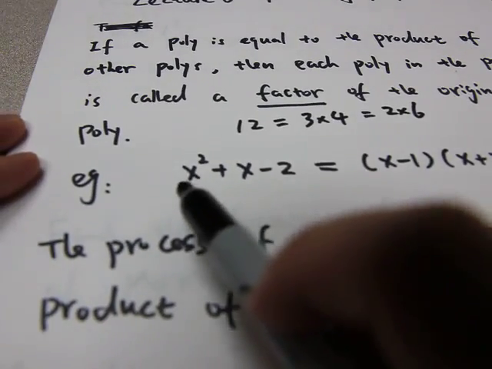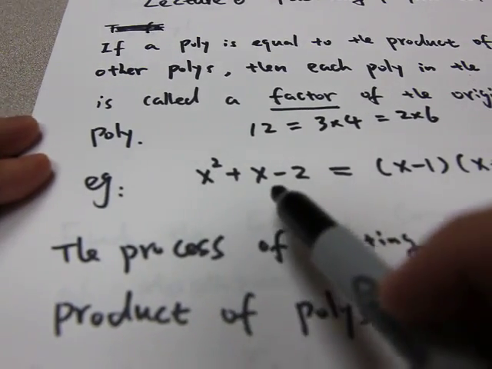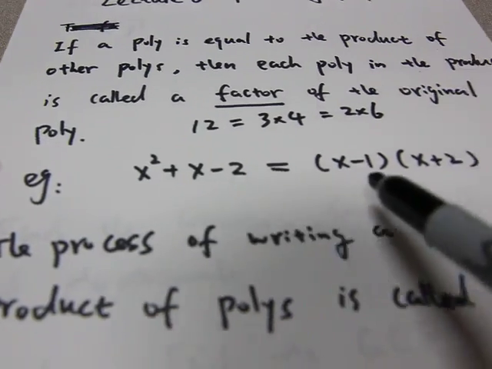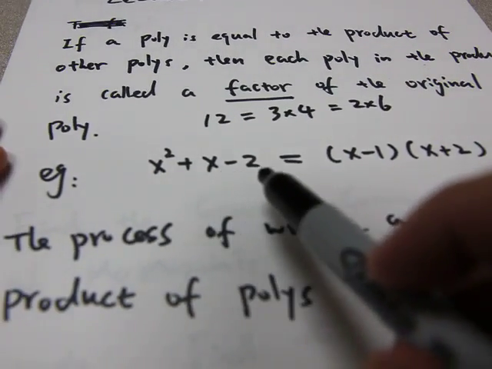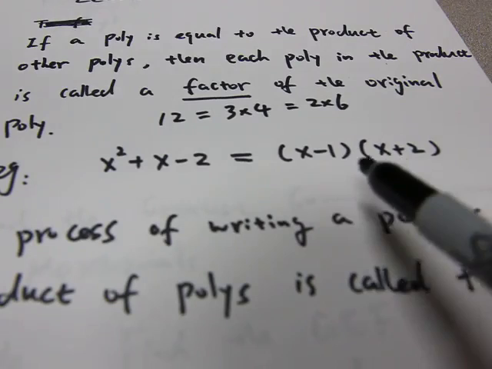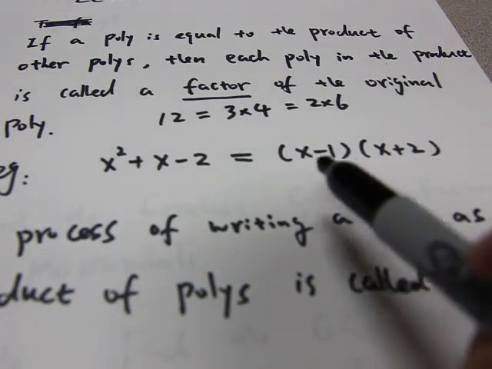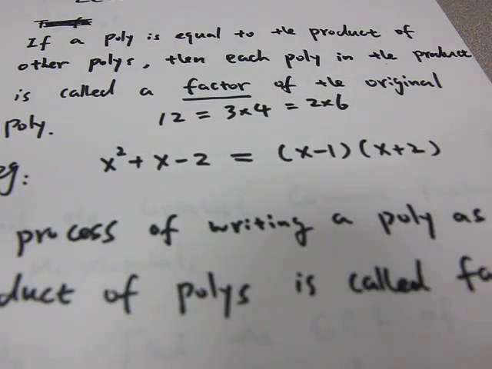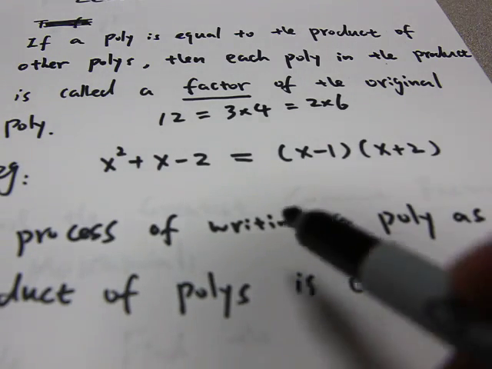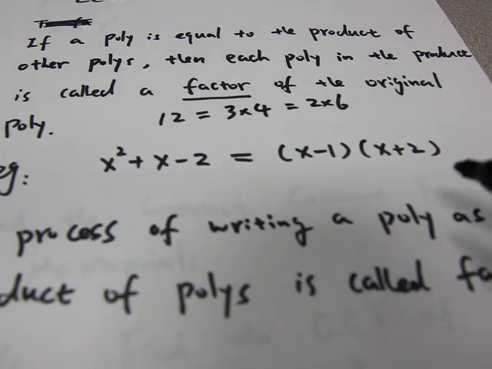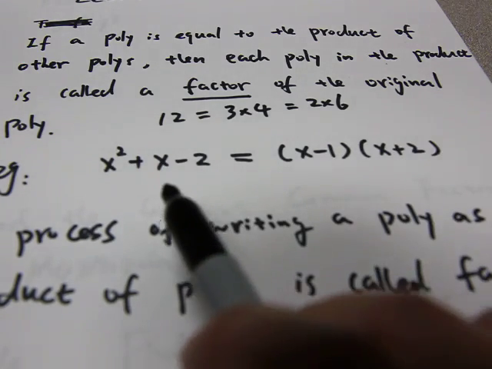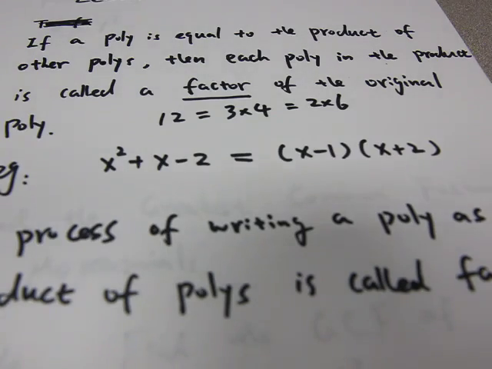Like here, we have a polynomial x squared plus x minus 2. And if we can write this polynomial into the product of these two binomials, x minus 1 and x plus 2, therefore, x minus 1 is a factor of this polynomial, and x plus 2 is also a factor of this polynomial.